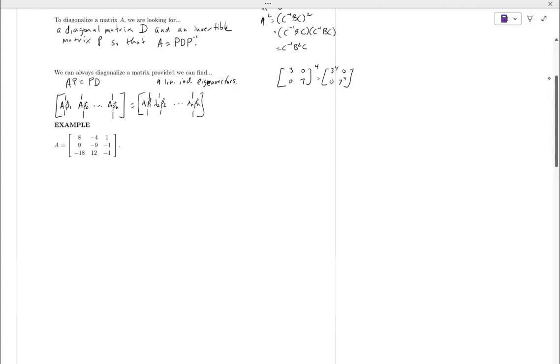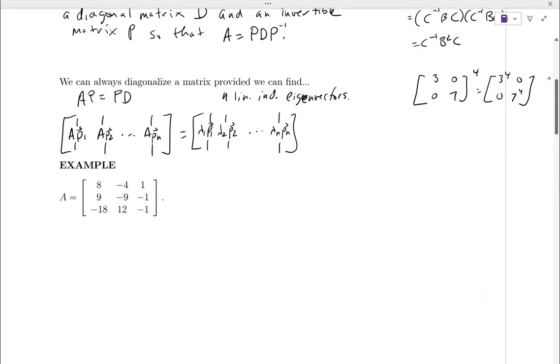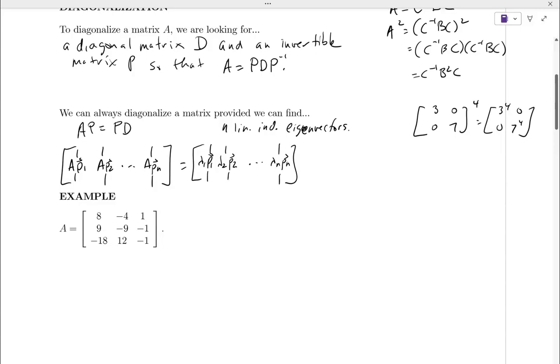All right. Well, let's talk more about diagonalization. So again, the idea behind doing diagonalization is that we want to find, hopefully, we can't always do this. We'll talk about what happens if we can't. But the goal is to figure out a diagonal matrix D and some other invertible matrix P, so that I can write A as PDP inverse.